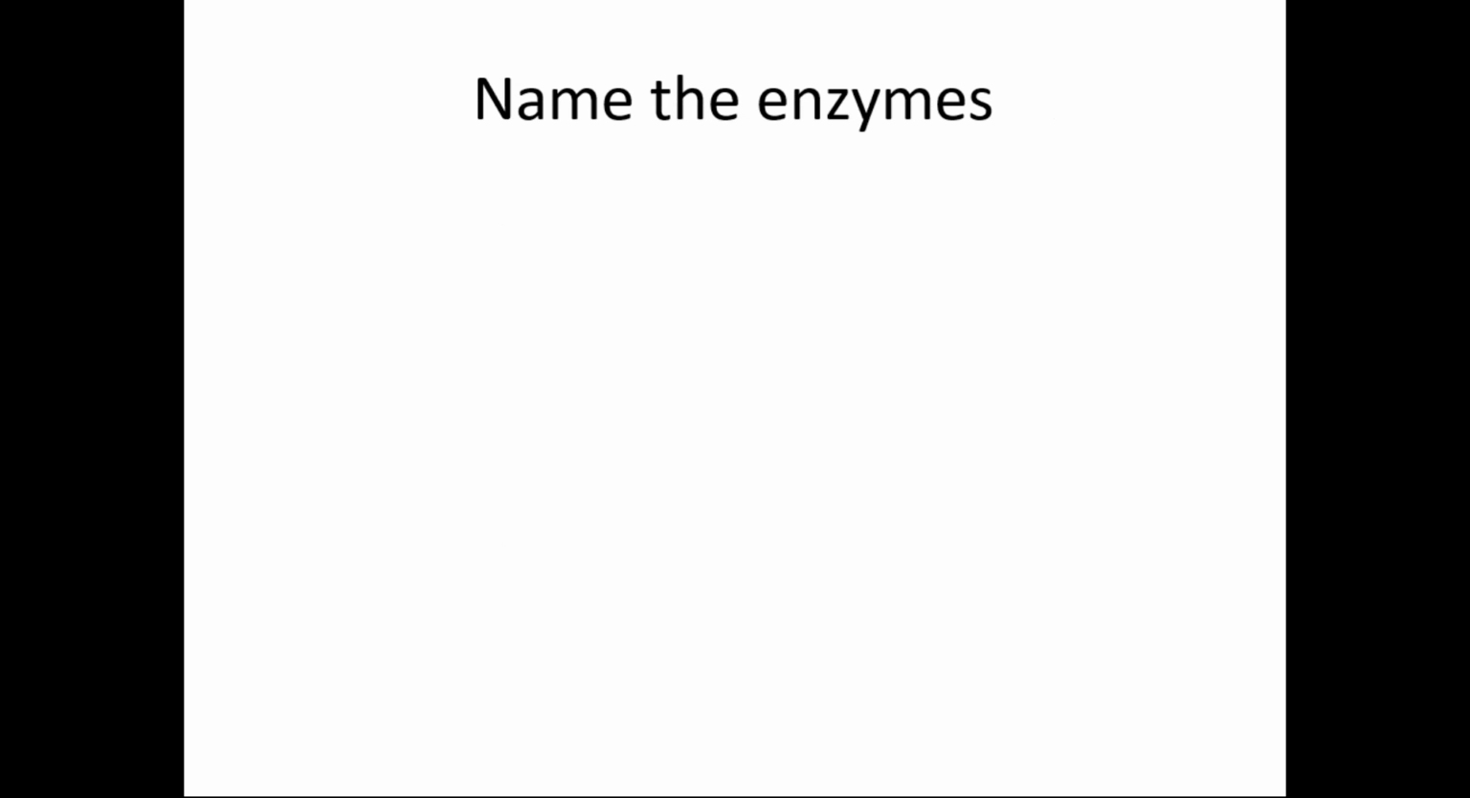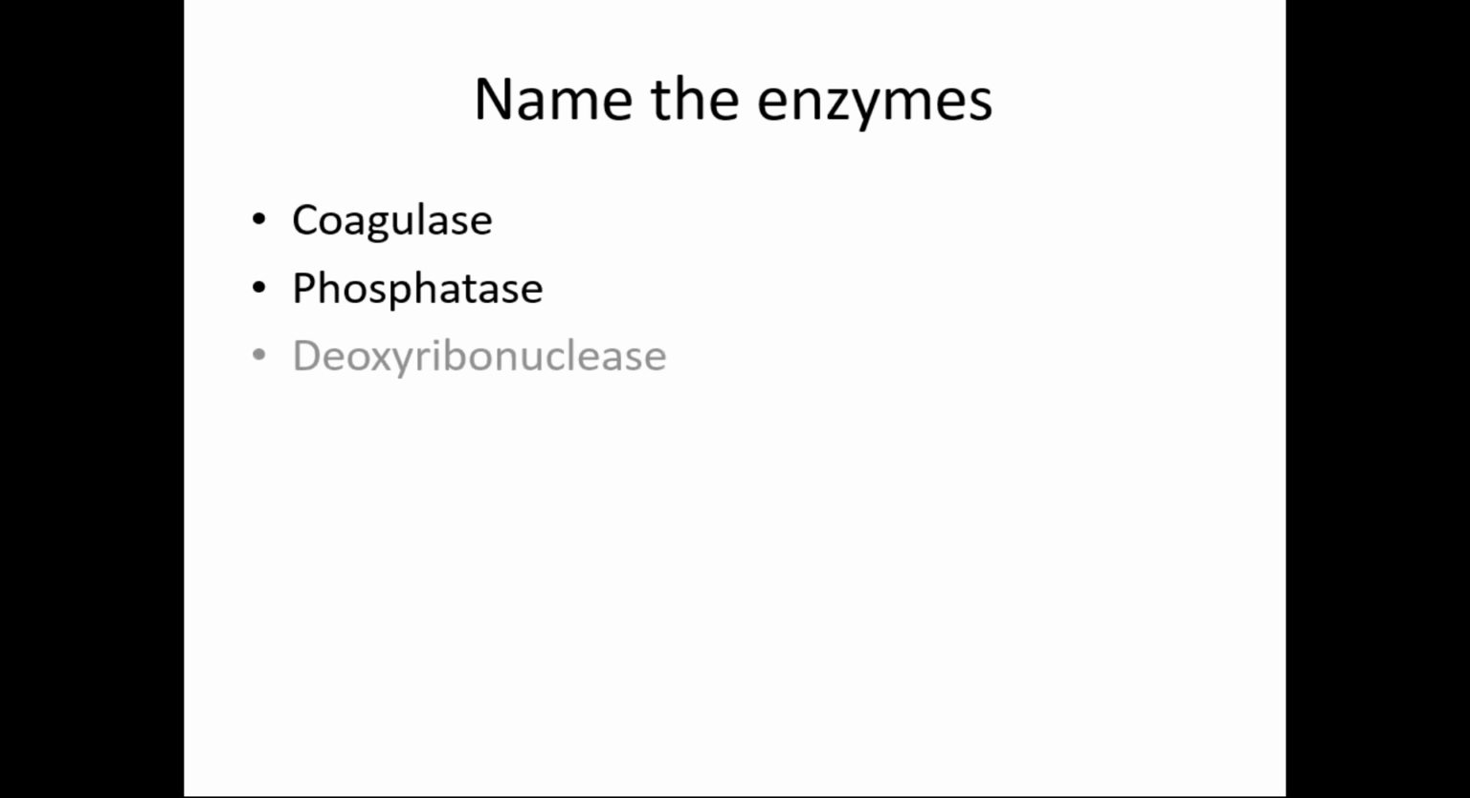So we have learned about toxins. What about the enzymes? What are the enzymes that are produced by Staphylococcus? Already you have learned one enzyme. What is it? Coagulase. Right? Any other enzymes are there? Yes. Phosphatase, deoxyribonuclease. All these enzymes are produced by Staphylococcus.